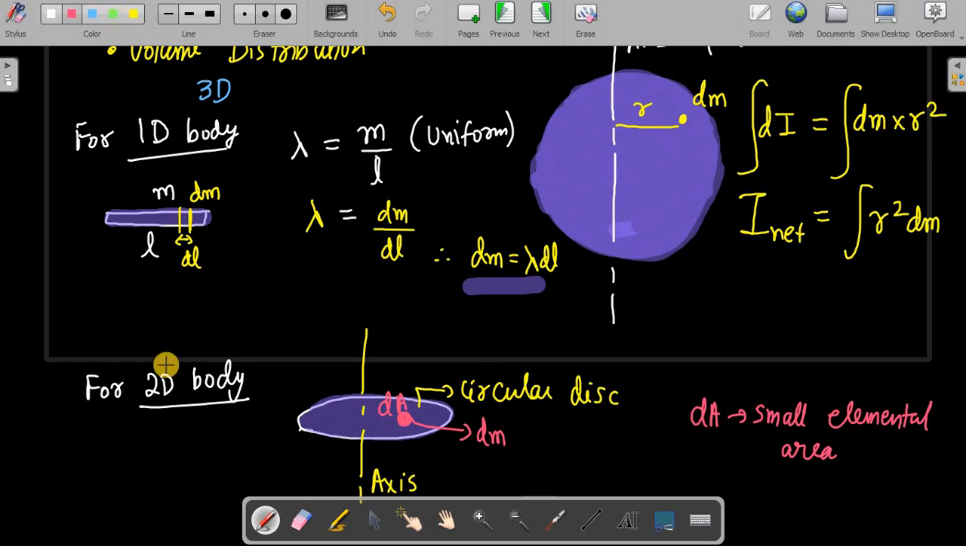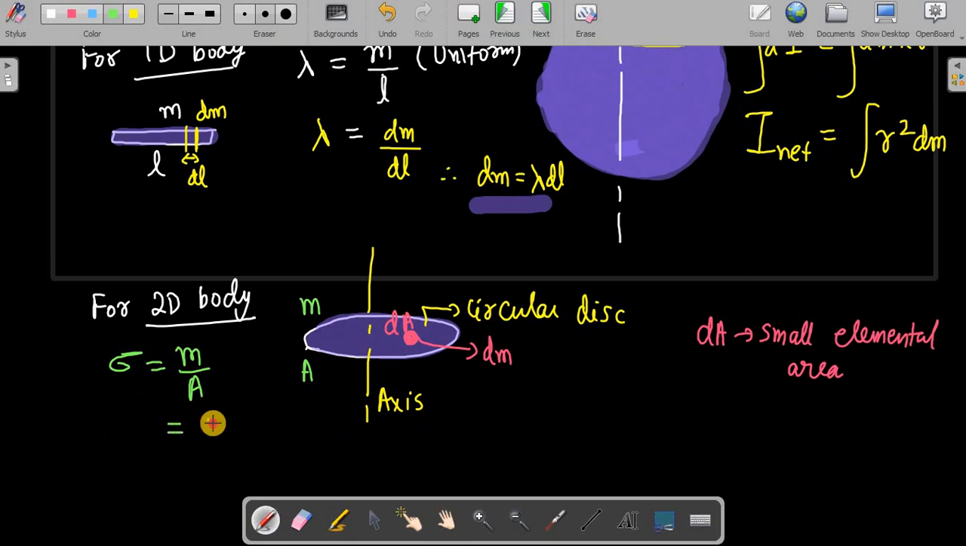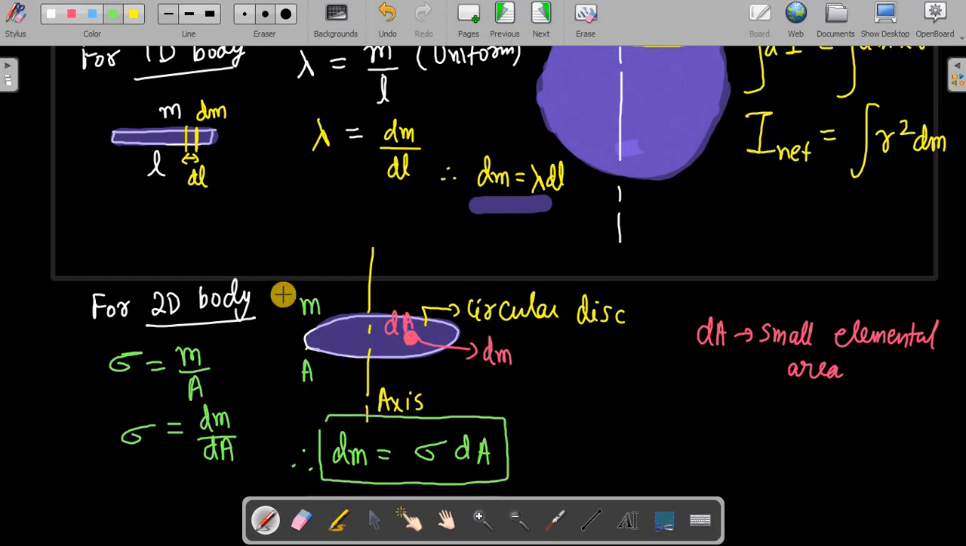Okay, so again here suppose the total mass is M and total area is A. So sigma we define as mass by area, and for this small element we can write this is dm by dA, right? That's why the small element mass can be written as sigma dA. Okay, this is how you will calculate the small mass, and then you will put it in this integration to evaluate the total inertia about this axis.